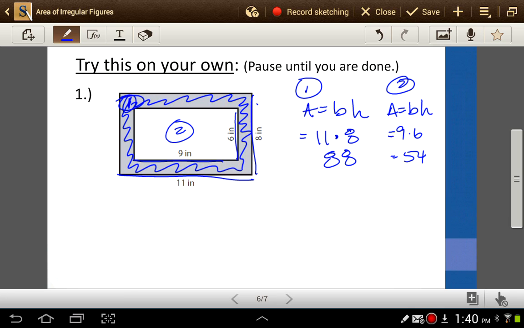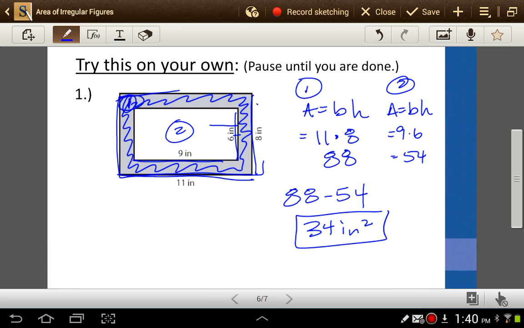Now, again, the larger rectangle is missing this part. It's kind of like a pool, right? If I was tiling around a pool, if this was a diving board, and I had my pool over here, how much do I tile? This is what you would use to figure that out. So I'm going to take the 88 and subtract 54, the part that I'm not tiling around or trying to find the area of, and that is going to give me an answer of 34 inches squared. So that is my final answer there, 34 inches squared.